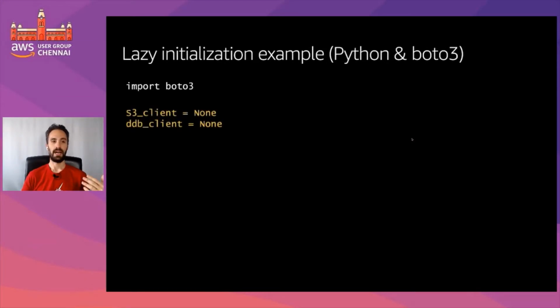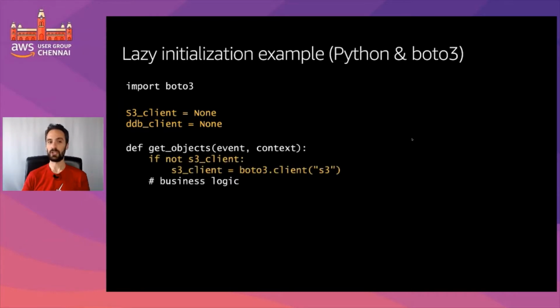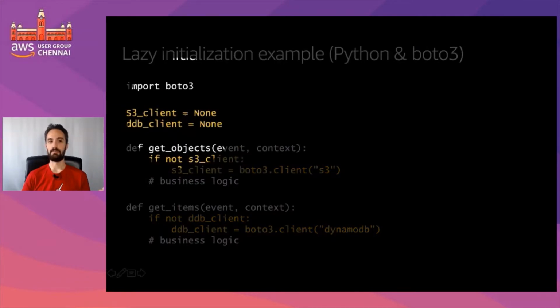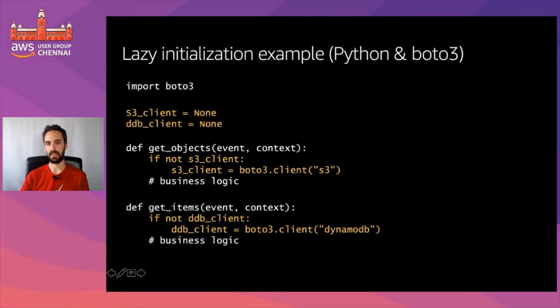So let's imagine that I have two handlers in this file. In this case, I'm using Python, and I have an S3 client and a DynamoDB client. Then I have one handler that only needs the S3 client, and another function that only needs the Dynamo client. Now, instead of initializing both of them up here, I can just define them as none, or null in other languages, and then lazily initialize them inside the handler. So this object will still be reused across invocations, but you're not summing up the initialization time across the different functions.